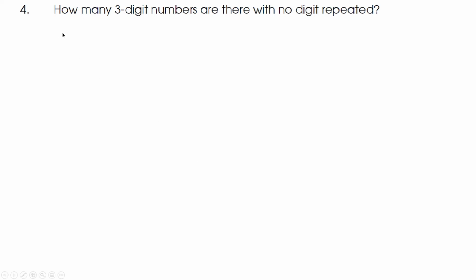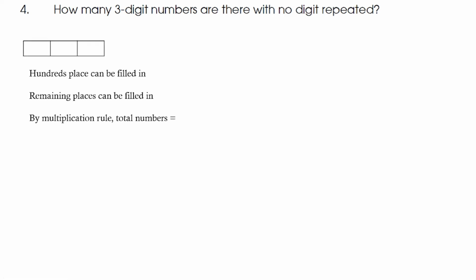Next question, how many 3-digit numbers are there with no digit repeated? So here, if we see a 3-digit number, it consists of the hundreds place, tens place and the ones place. And the various digits are 0, 1, 2, 3, 4, 5 till 9.